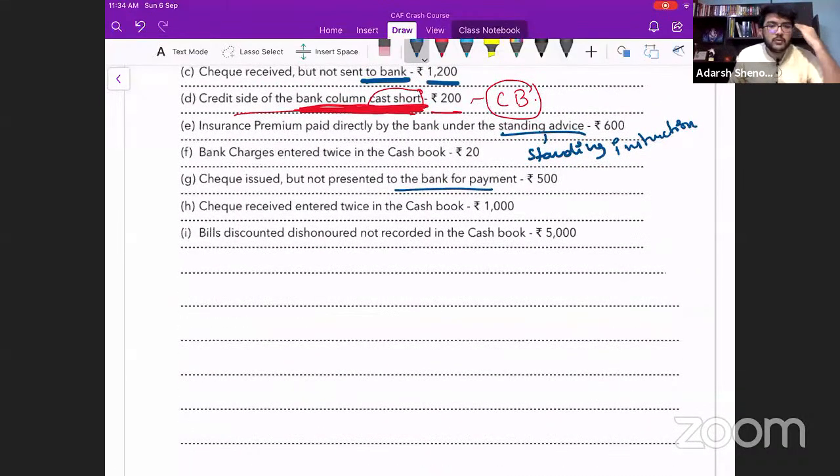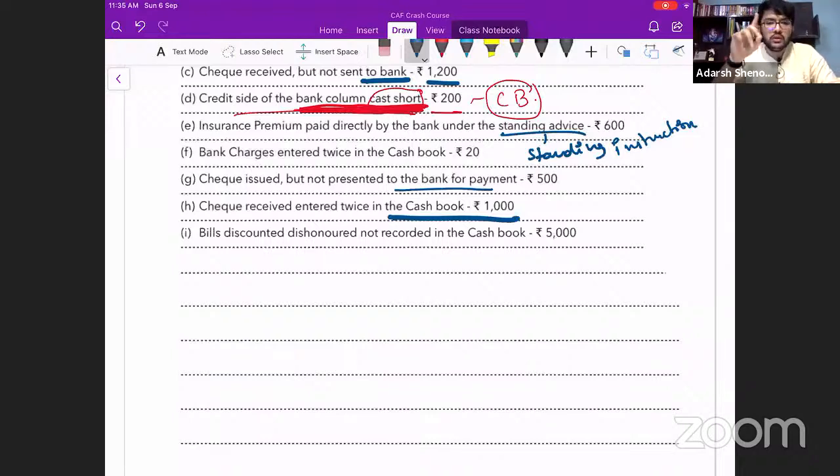Okay. Next one. Check received entered twice in the cash book. Which book has moved because of this? Cash book has moved. Upwards or downwards? Very good. It has moved upwards. See, you're getting that. Now you can do the sentences which were not discussed yesterday also because you're getting the clarity. That is what we need, right? You'll be able to do anything if you're able to visualize it.